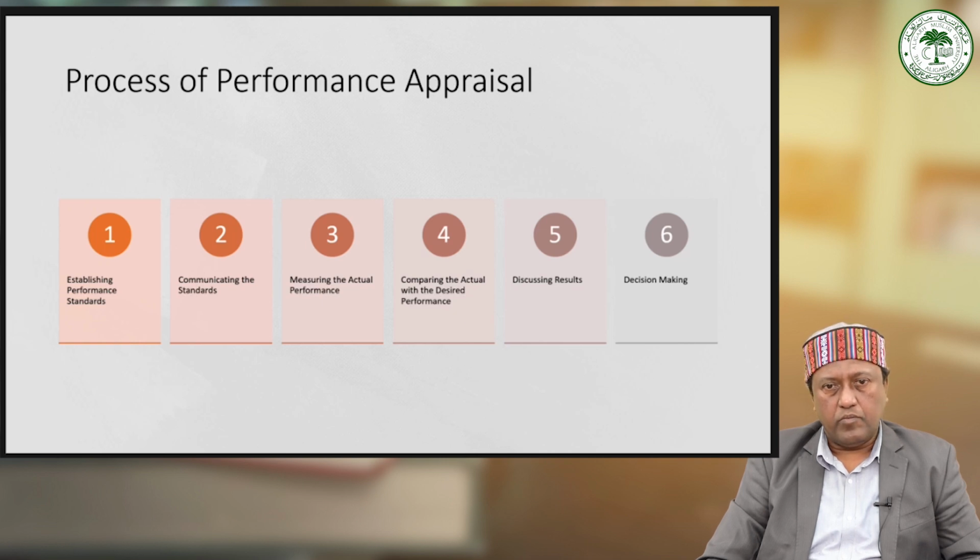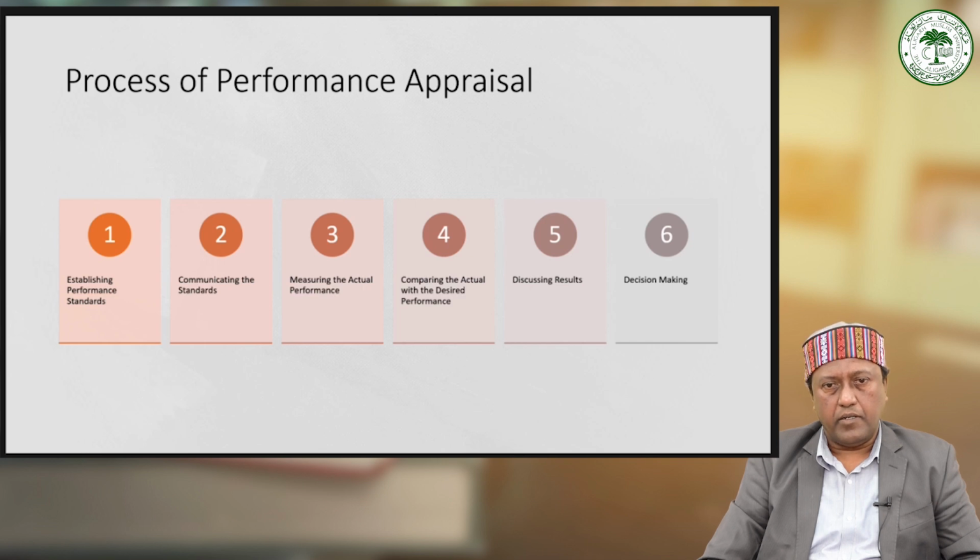The third step in the process is measuring the actual performance. This step involves monitoring and measuring employees' actual performance throughout the appraisal period. It requires the careful selection of appropriate measurement techniques to ensure accuracy and fairness. Personal biases should be minimized to maintain objectivity.